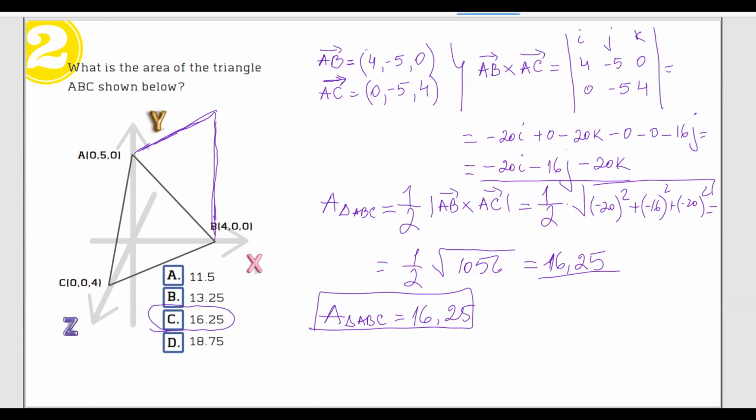So pretty easy problem if you know that the magnitude of a cross product is the area of the parallelogram. And if you have a triangle, you need to divide that by 2.